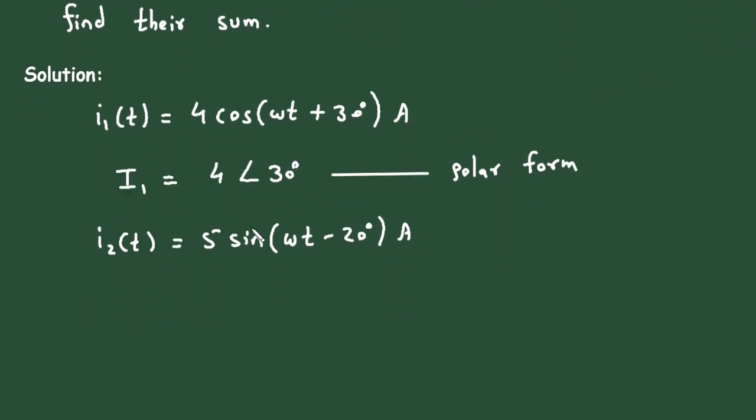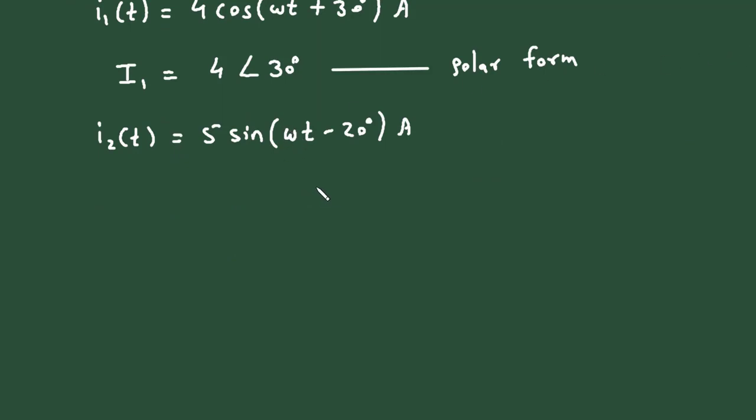Now here we can see we have to convert this sine into cosine form first, and after that we have to convert time domain format into its equivalent phasor domain format. The phasor domain is also called the frequency domain format. So let's convert this sine into cosine. To convert sine to cosine, let's go to the basics.